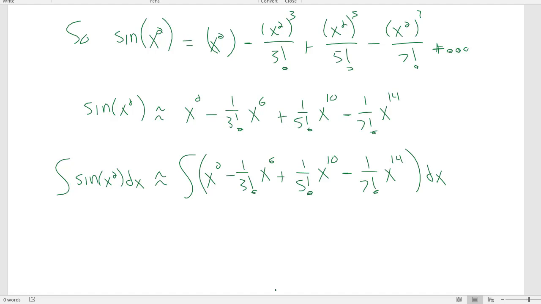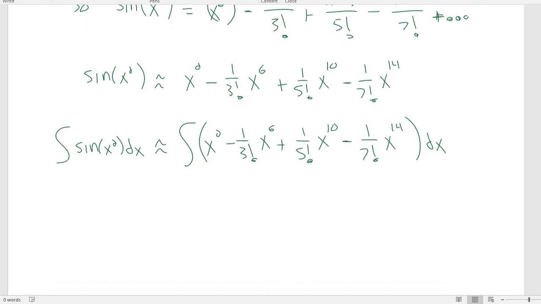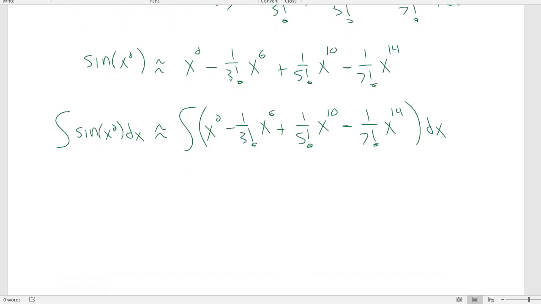Now what we'll see in the next section is we'll have limits of integration here. We might be integrating from 0 to 1, but I'm not going to do that here. We'll do that in detail in the next video. But this is a good approximation. This is actually going to be a really amazing approximation.